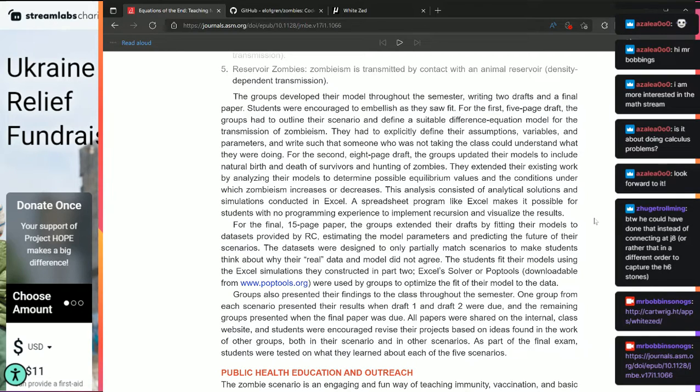For the final 15-page paper, the group extended their drafts by fitting their models to the dataset provided by RC, estimating the model parameters and predicting the future of their scenarios. The datasets were designed only to partially match scenarios to make students think about why their real data and models did not agree. The students fit their models using the Excel simulations they constructed in Part 2. Okay, and they were used by groups to optimize the fit of their models to the data.